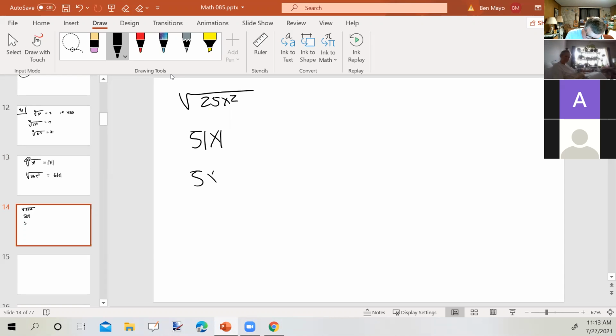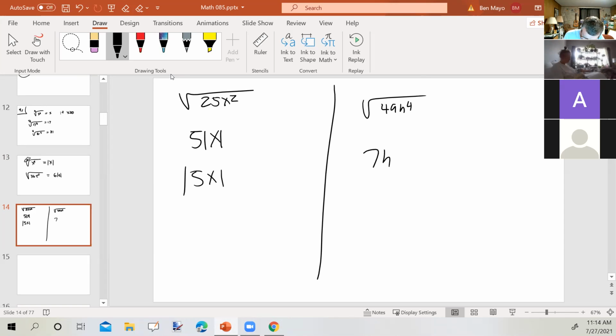Now, I noticed that you did this, which yields the same result, which is why it said it was fine, okay? But let's take a look at number 3. Same direction, simplify the expression, assume that the variable is unrestricted, and use absolute value symbols when necessary. So this becomes 7h squared.